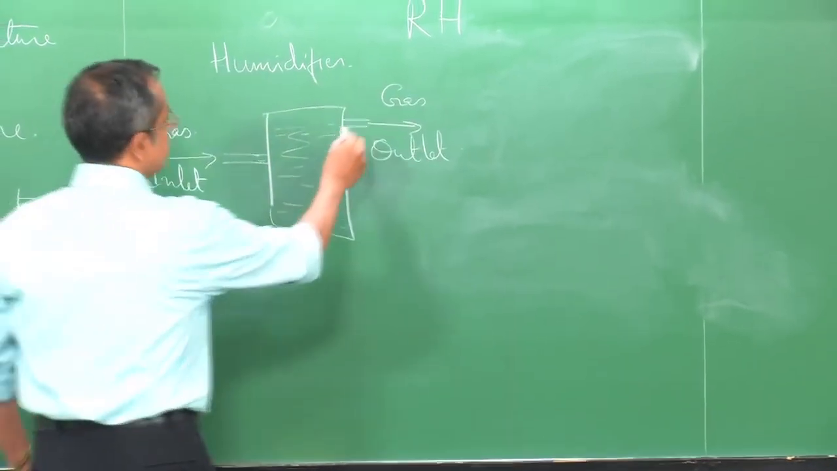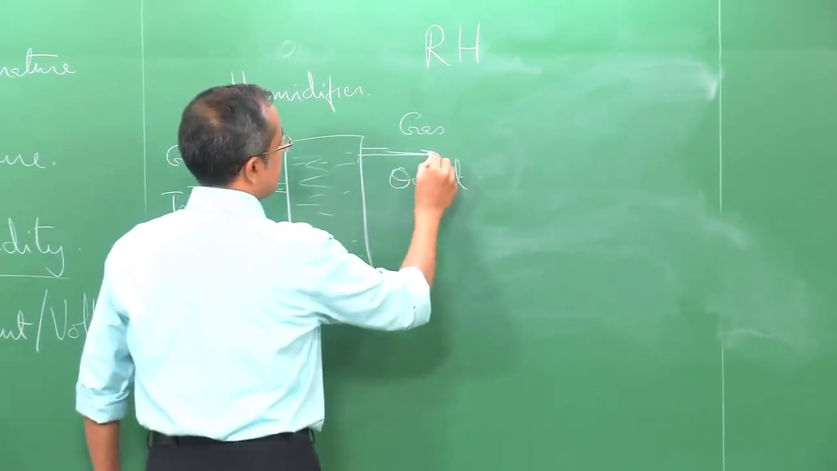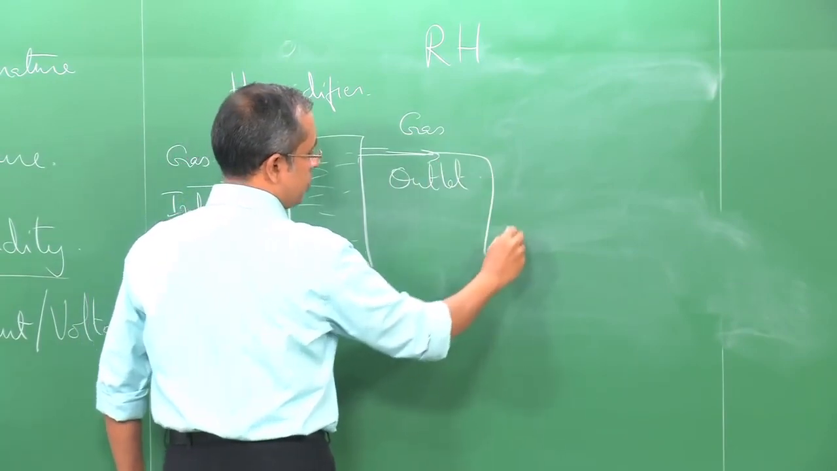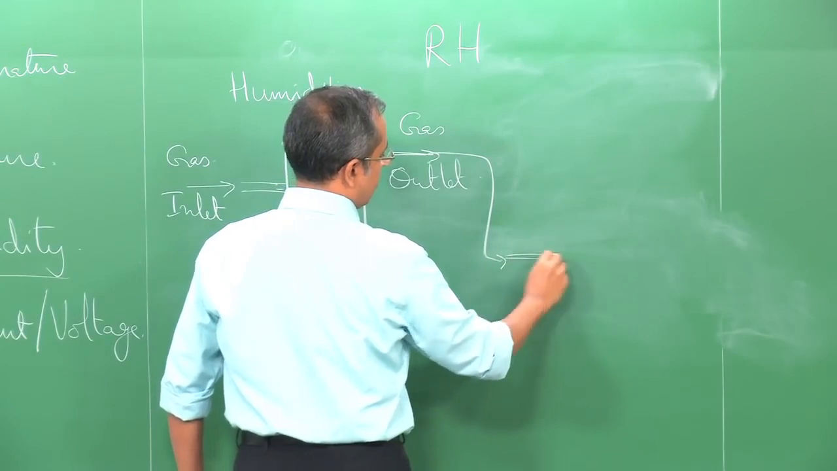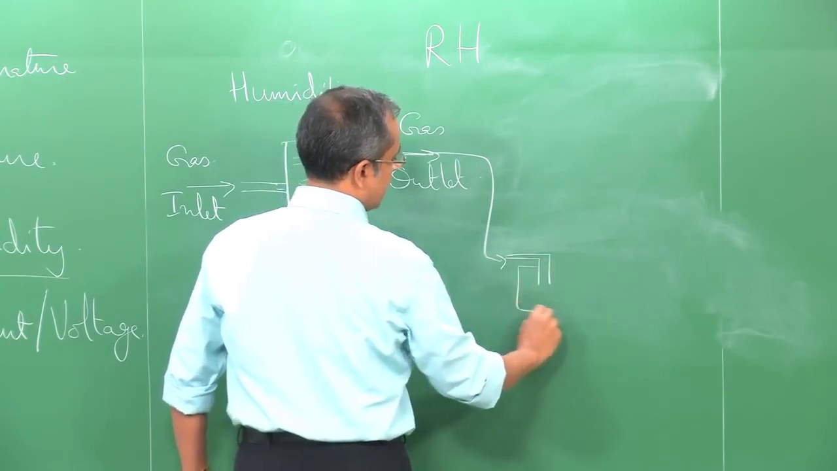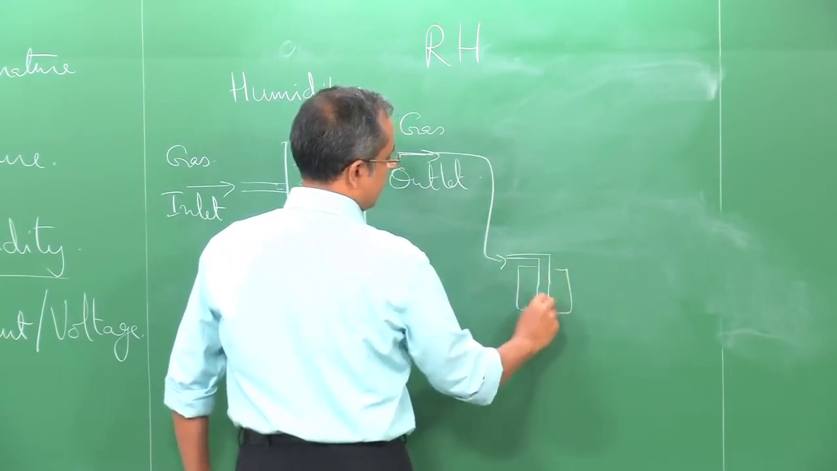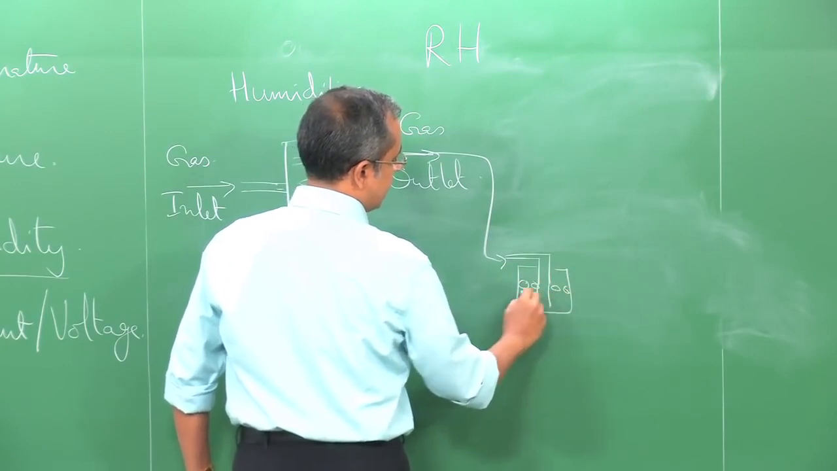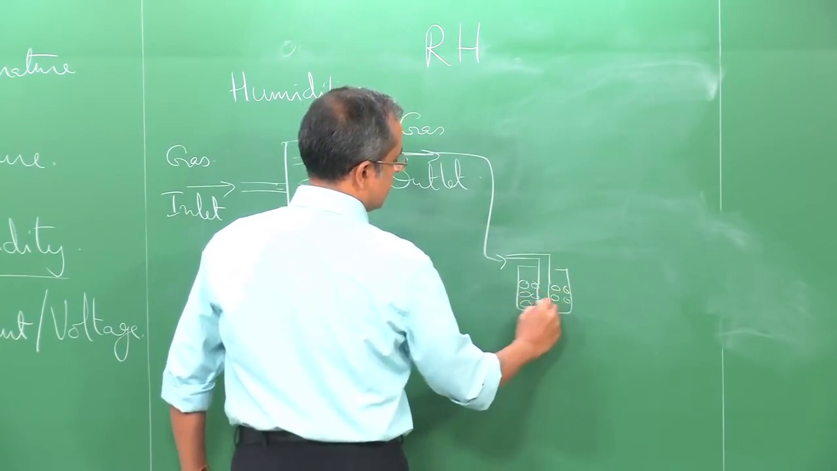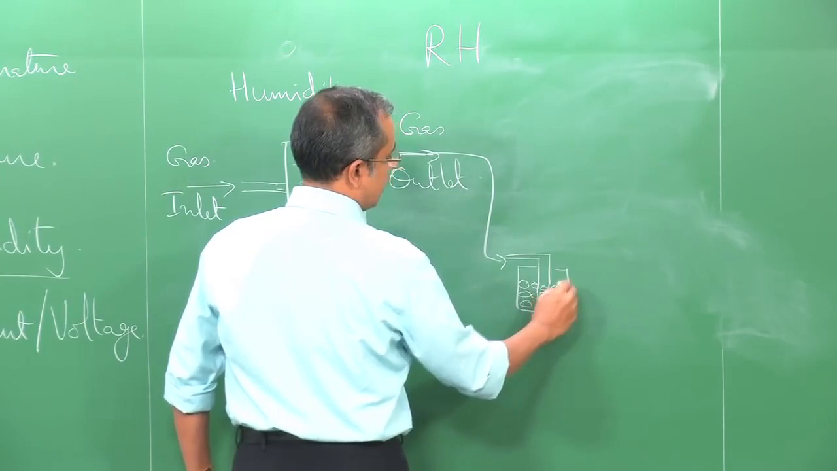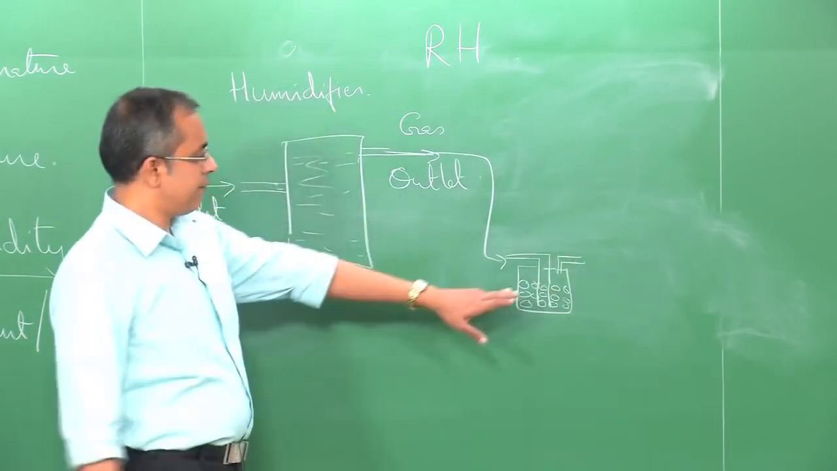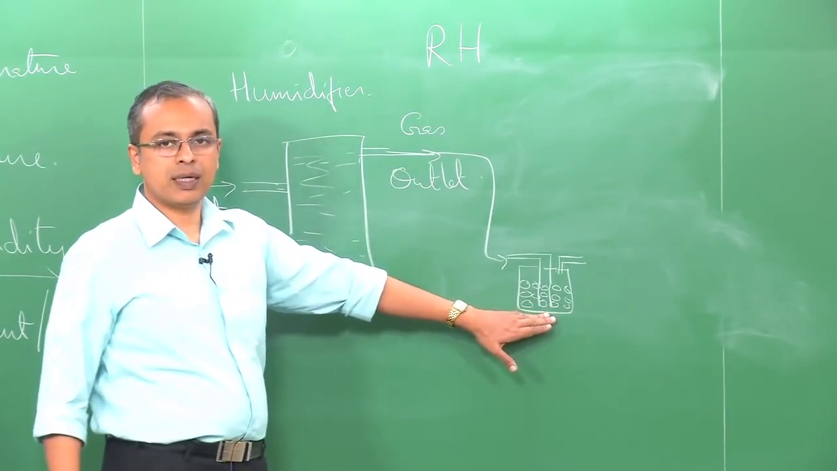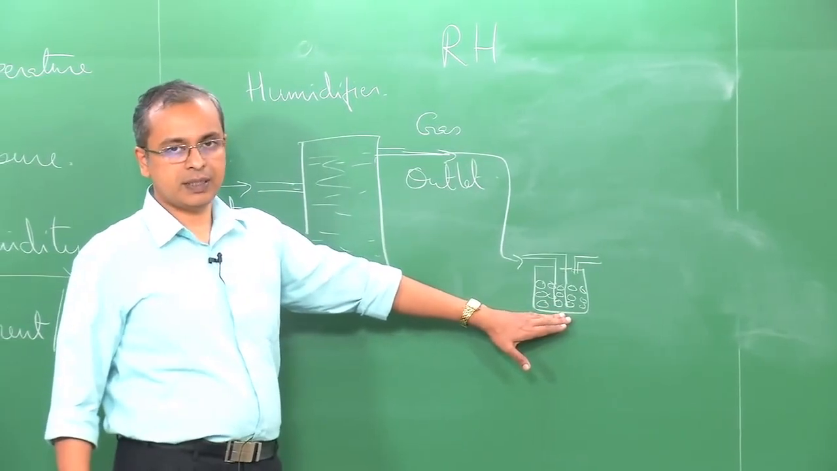So, you would take this, exit it out into this bottle that we just had, send it into another bottle, and all the desiccants are here, the desiccant, and then the gas exits out. So, this is one way in which you would quantify what is the humidity that is present in the gas.